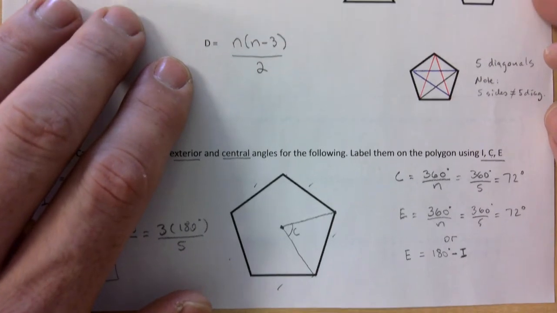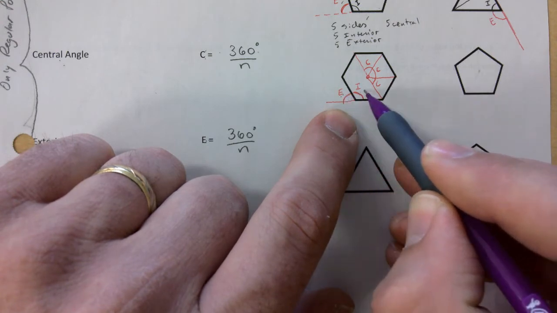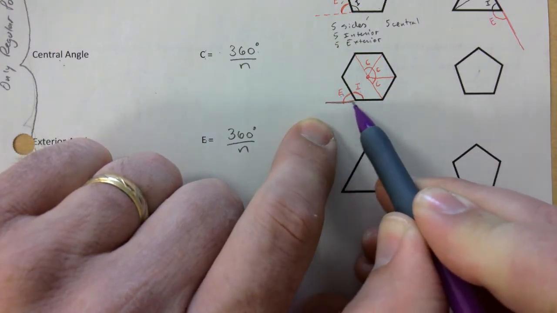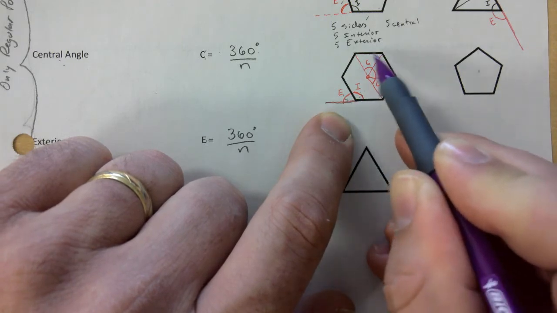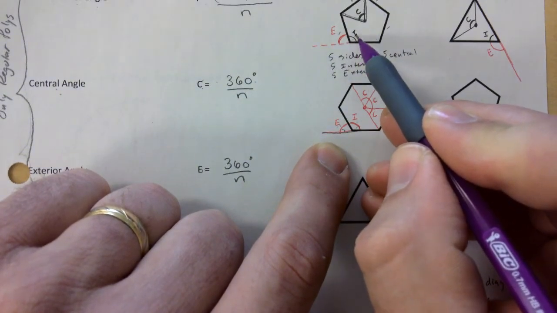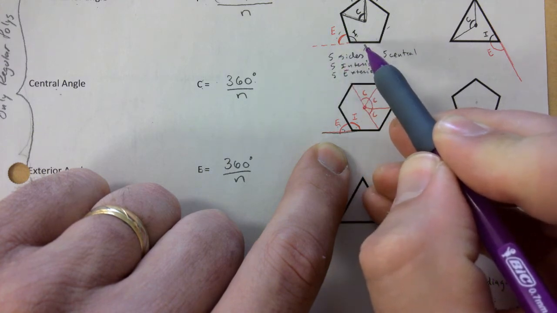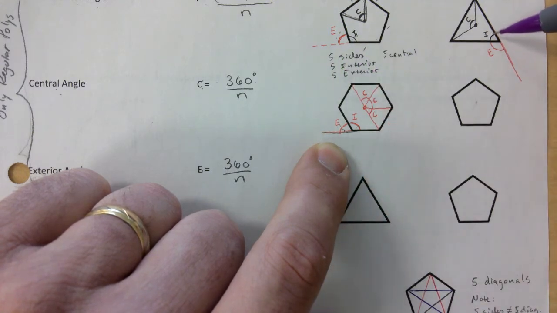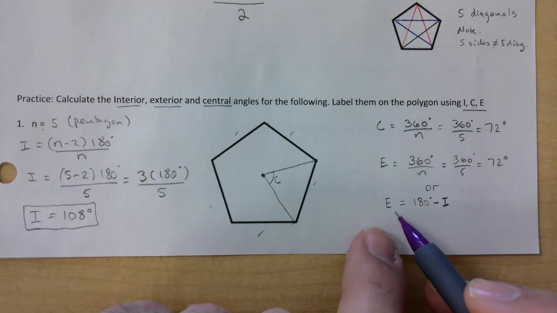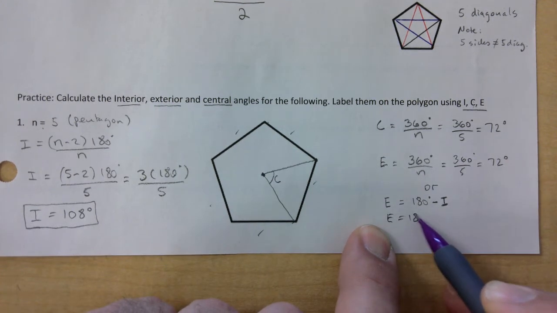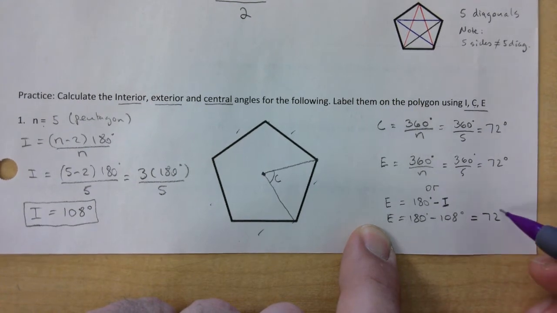If I go up, and if you look at any exterior-interior combo, they're always along a straight line and they always add up to 180. It doesn't matter which corner you go to. If you go higher up here, there's the interior there, there's the exterior there, and you can see they're along a straight line, so they're supplementary. Same here. So if you go back down, this is another way to find the exterior angle. So it's 180 minus 108, which is 72 degrees. Same answer.